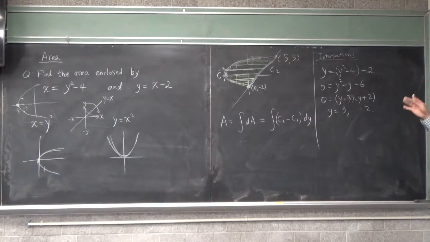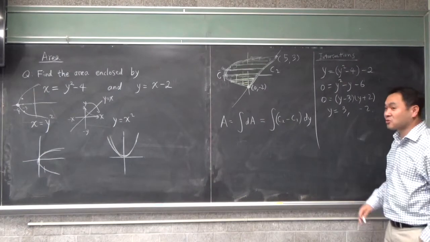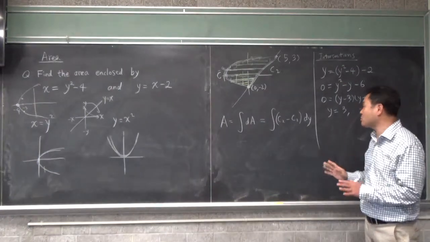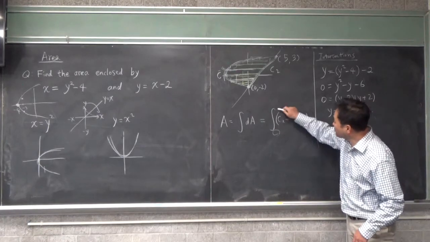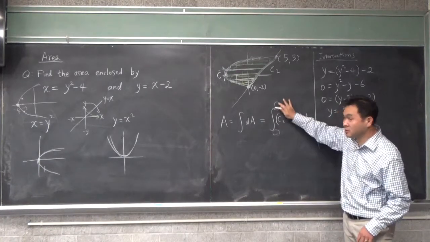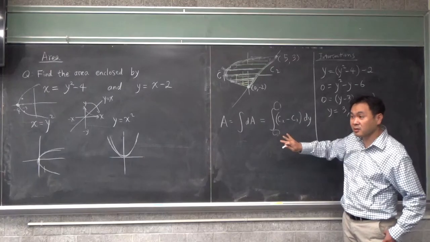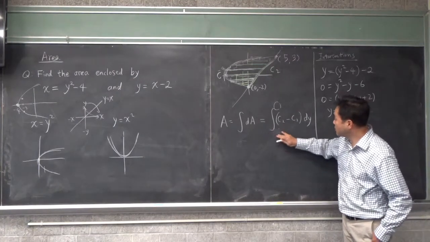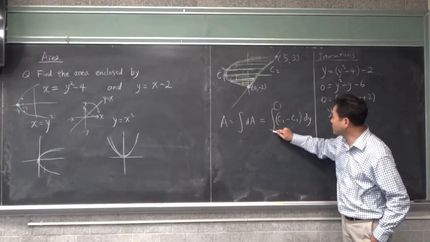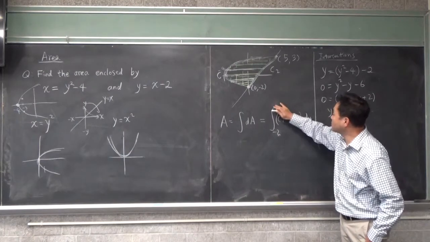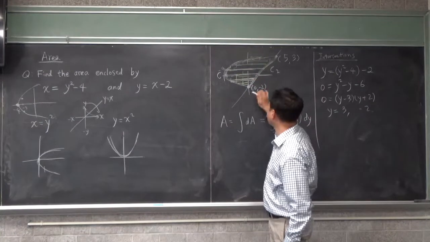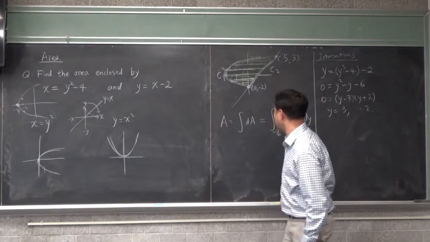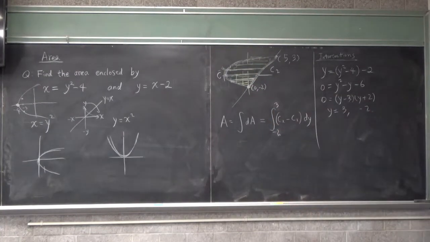I just figured out the x coordinates to get a better idea, but that wasn't really necessary. All we need to know was what goes here and there. What goes here and here? Negative 2 until 3. It's from the smaller number to the bigger number, right? So you start from negative 2 and go up until 3. Okay.